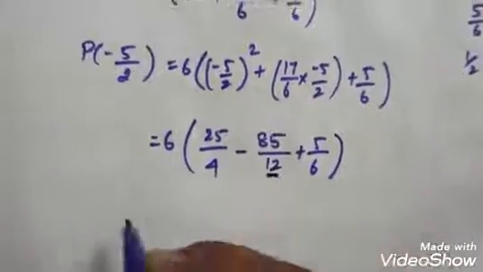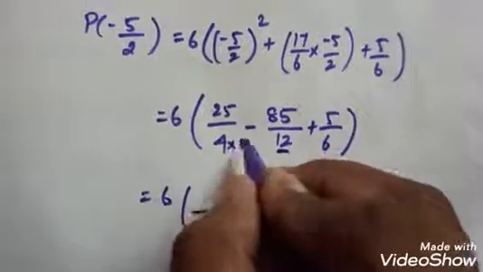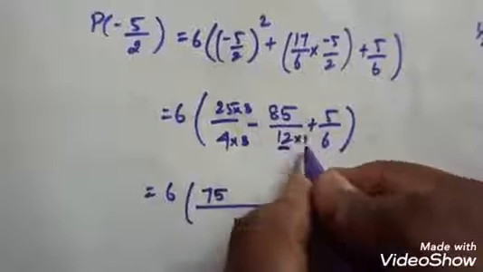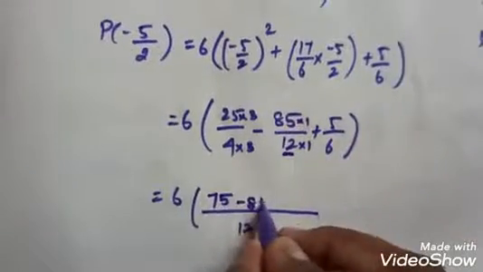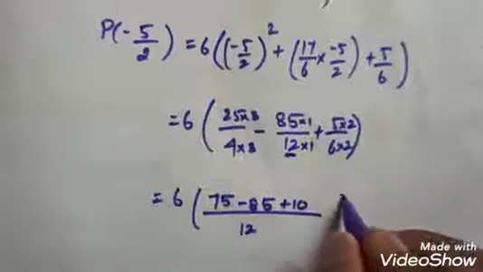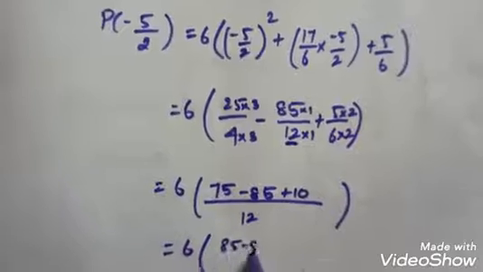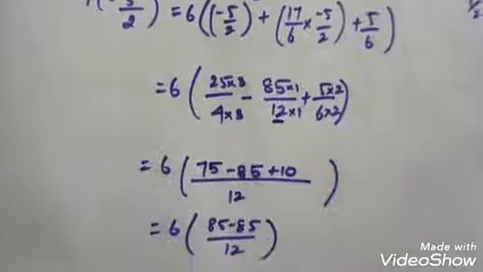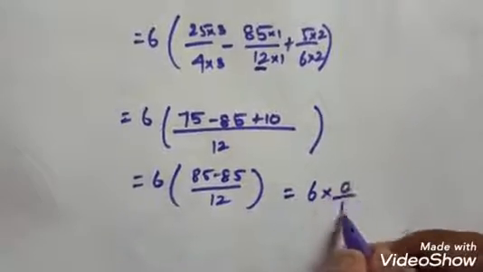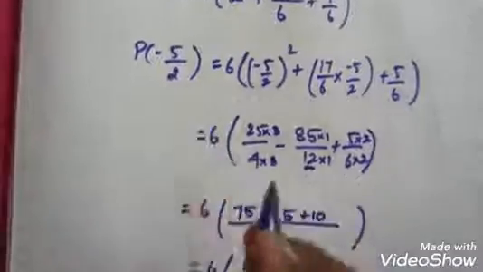So I take 12 as the LCM. This 4 can be multiplied with the 3, so 25 into 3, we get 75. This one multiplied by 1, so 85 into 1, minus 85. So 6 into 2 we get 12, so 5 into 2 we get 10. So 6 into 75 plus 10 minus 85 divided by 12. So already we know that 85 minus 85 is equal to 0. So 6 into 0 divided by 12 is equal to 0. Therefore P of minus 5 by 2 is a factor.